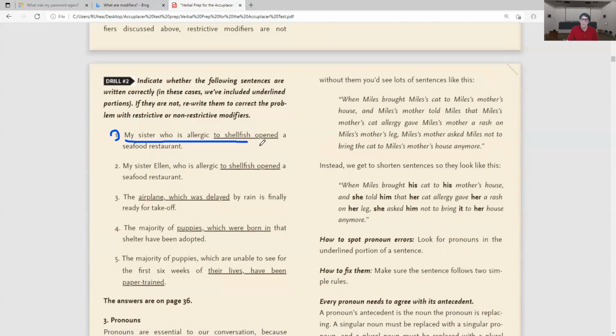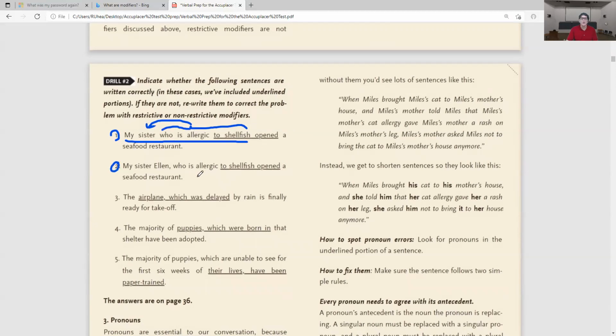It's kind of a surprise that she opened a seafood restaurant, but when it says my sister who is allergic to shellfish, that sounds very much like it's essential information to identify my sister. He may have several sisters, but it's the one who is allergic to shellfish that opened a seafood restaurant. Sentence number 2 has the same wording. My sister Ellen, who is allergic to shellfish, opened a seafood restaurant.